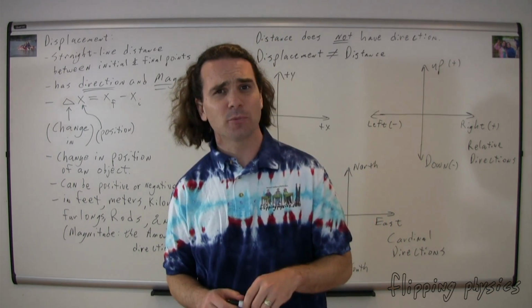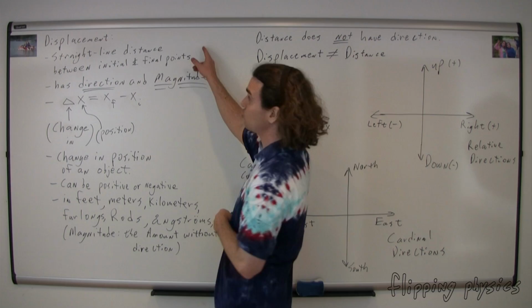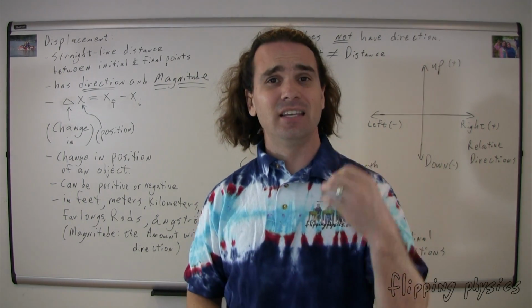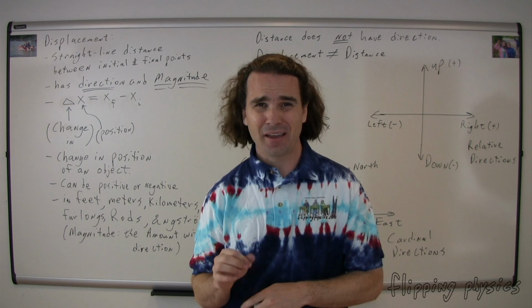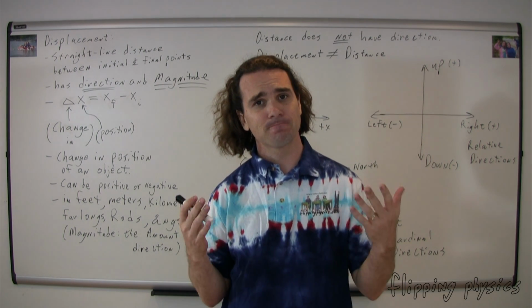So the distance traveled can never be smaller than the magnitude of the displacement. In fact, that means that the distance traveled will always be greater than or equal to the magnitude of the displacement, right? Absolutely, because the shortest distance between any 2 points is a straight line, and displacement is defined as the straight line distance between the initial and final points. The distance traveled will always be greater than or equal to the magnitude of the displacement.